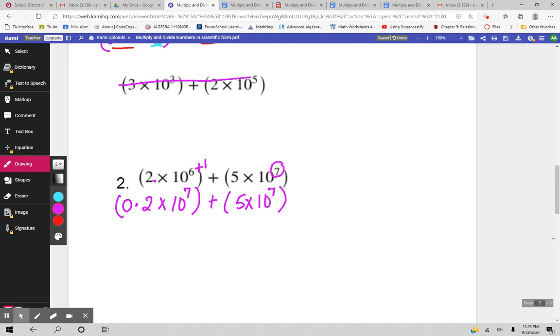Okay, now that we have matching powers, we can just add our numbers. We can add this number to this number here. So let's do that. 5 plus 0.2 is 5.2 times, keep the same power. Okay, that's it.